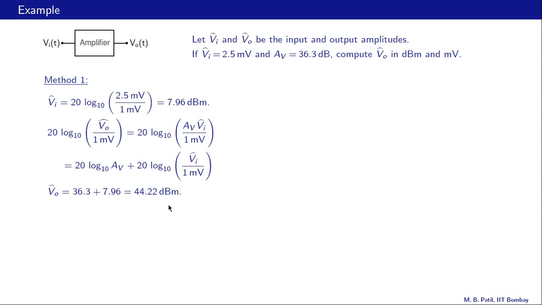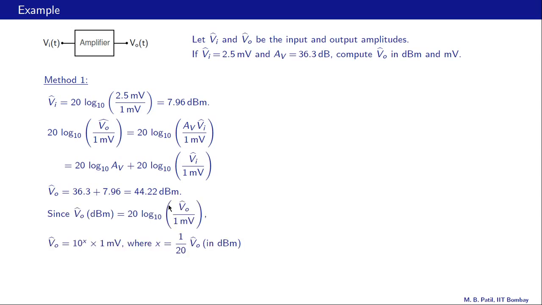Now we want to get it in millivolts. We know that Vo cap in dBm is nothing but 20 log to the base 10 Vo cap divided by 1 millivolt. So from this we can get the inverse relationship, that is Vo cap equal to 10 raised to x times 1 millivolt, where x is 1 by 20 times Vo cap in dBm. You should verify that this indeed follows from this definition. And then we are all set. We can now find Vo cap in millivolts. So the answer turns out to be 162.5 millivolts.